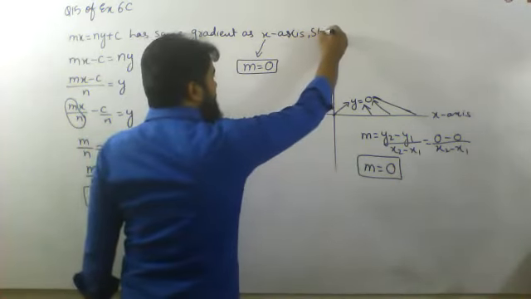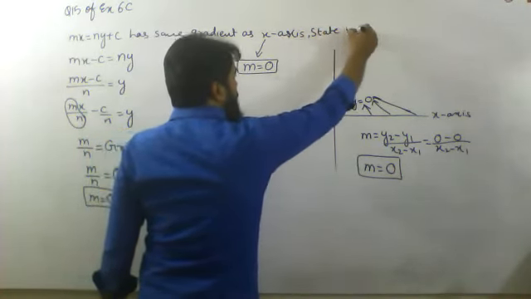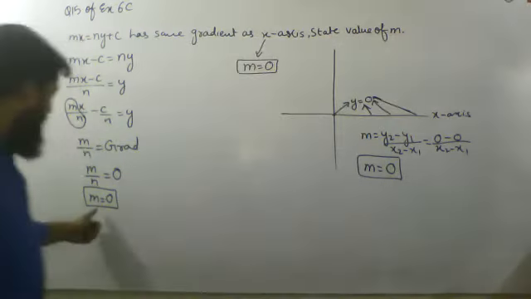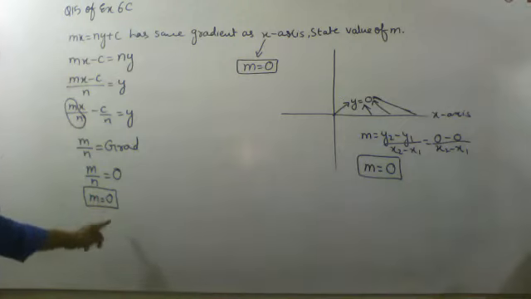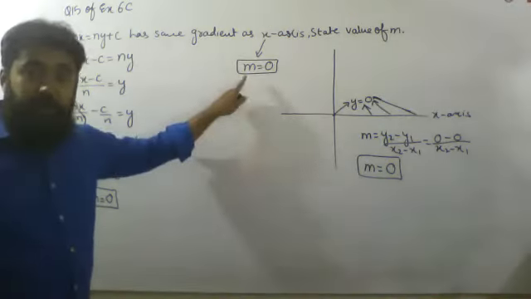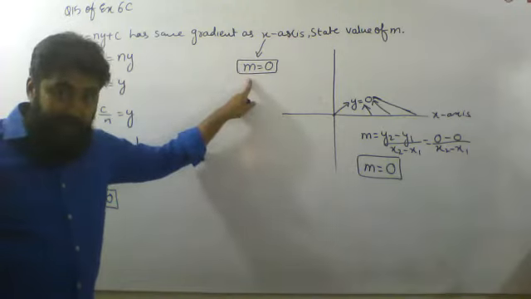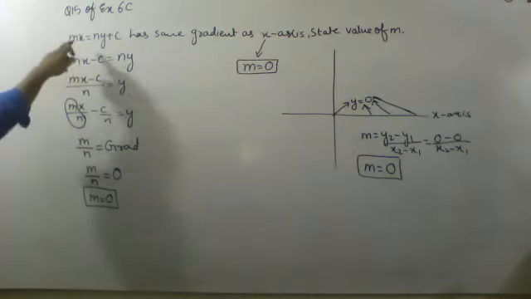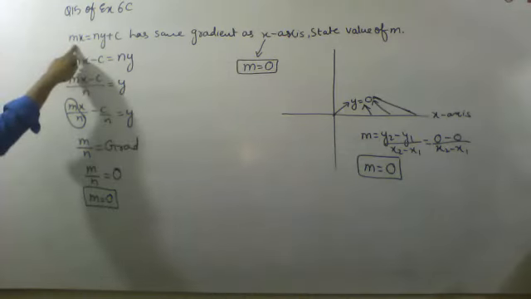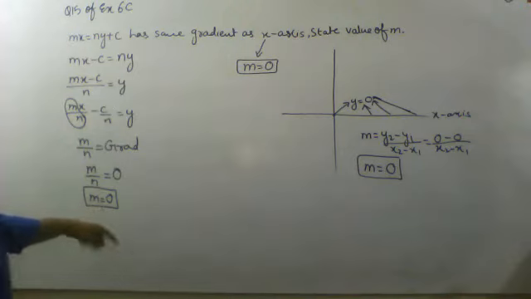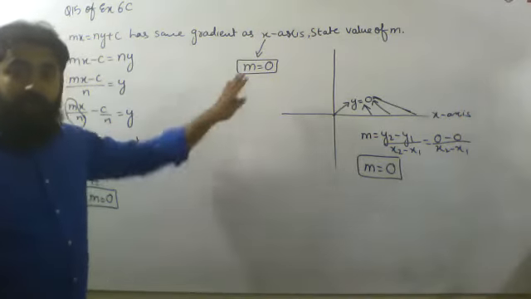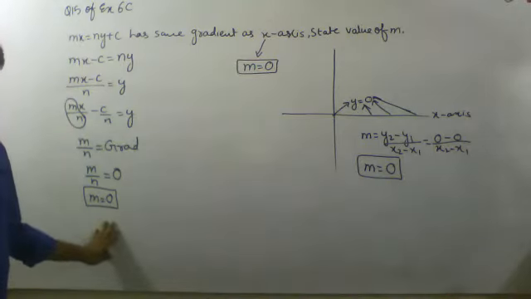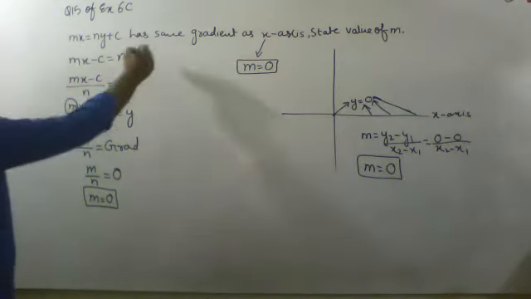The value of m is becoming 0, which was the first thing they have asked. They have asked to state the value of m. That was the first question, and I am getting the value of m equals 0. Now this m and this m are different. This m is representing gradient, while this m is the part of this equation. So don't say okay, this m is 0 because this m is 0. No, this is representing gradient, and this is representing the value of m over here.